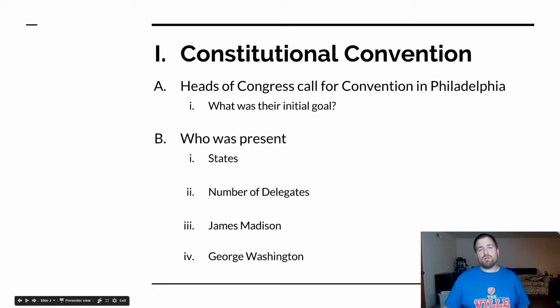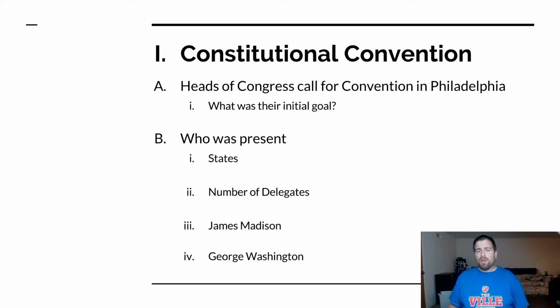So what is the Constitutional Convention? Let's answer that question first. After Shays' Rebellion, all the major heads of Congress and the heads of state realized we really need to take a look at this and figure out how we can make government more effective. So they call for a convention in Philadelphia, and their initial goal is to amend the Articles of Confederation so that the government can be more effective and actually get its job done, preventing things like Shays' Rebellion and functioning as a single country. That is their initial goal.